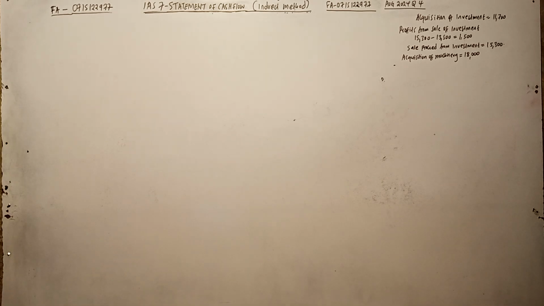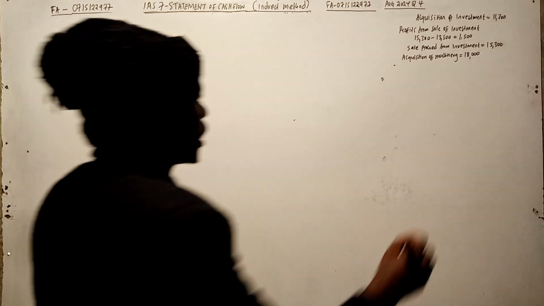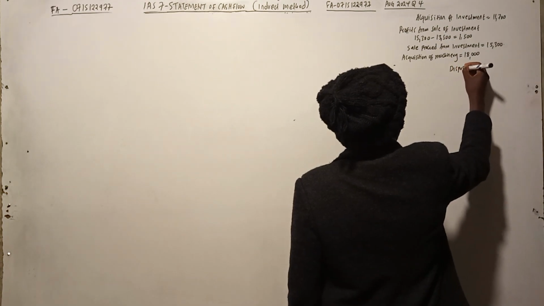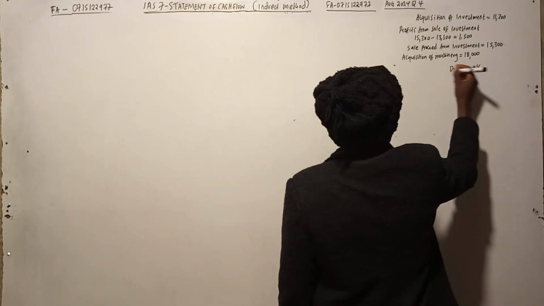Some item of the PPE, which had a cost of 1.5 with accumulated depreciation of 300, was disposed during the year at 17,500. That one is okay. We can prepare the PPE account. But before we prepare the PPE account, we can prepare the disposal account. So let's start with the disposal account for the machine that was disposed.